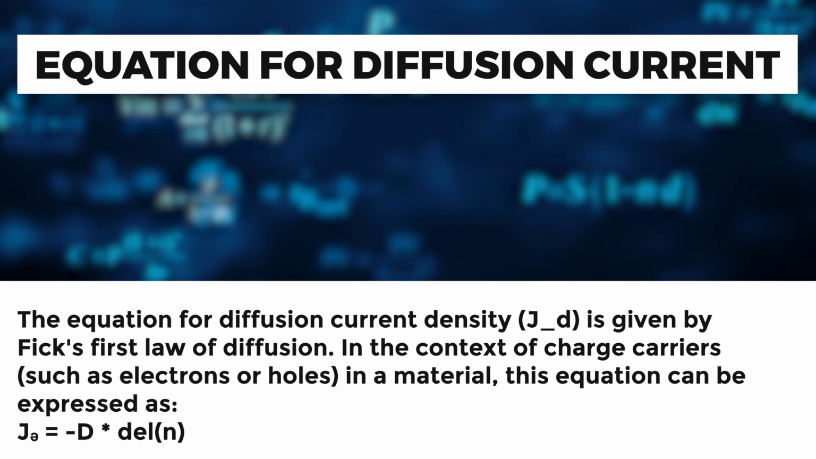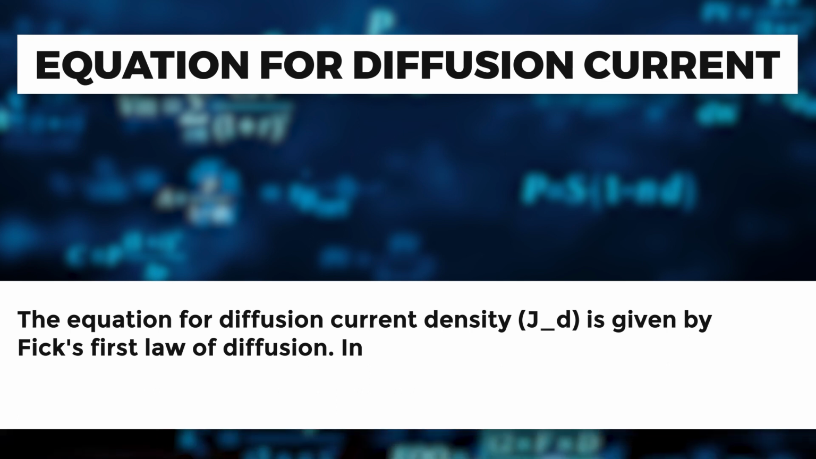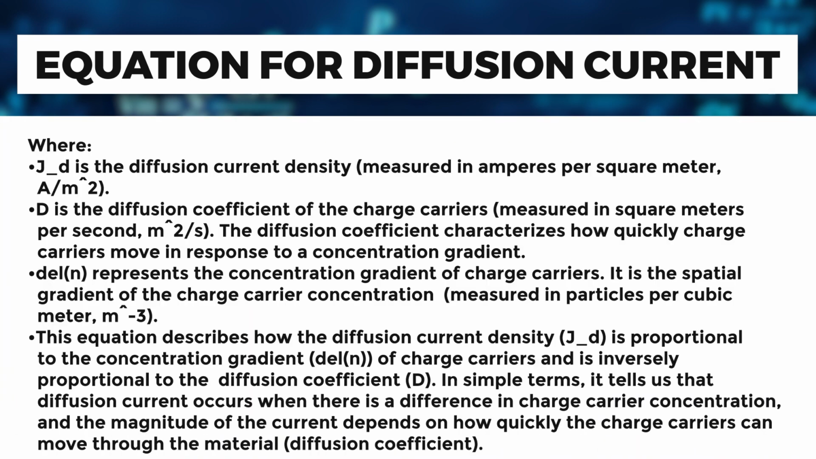J_D equals minus D gradient n, where J_D is the diffusion current density measured in ampere per square meter. D is the diffusion coefficient of charge carriers, measured in square meter per second. The diffusion coefficient characterizes how quickly charge carriers move in response to a concentration gradient, and gradient n represents the concentration gradient of charge carriers. It is the spatial gradient of the charge carrier's concentration, measured per cubic meter.